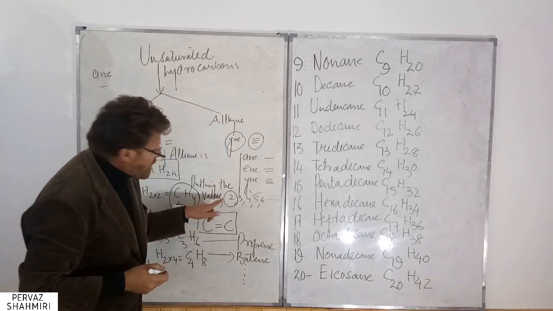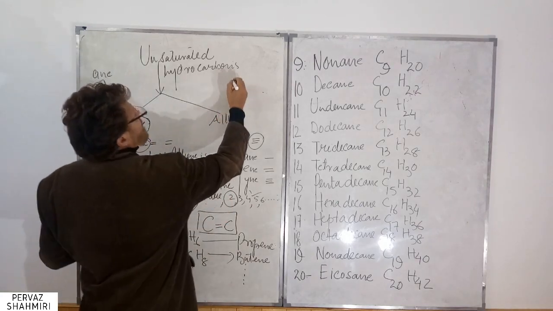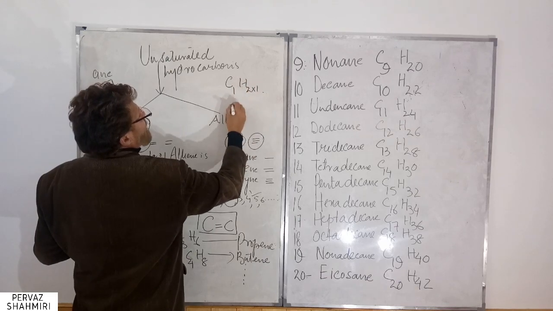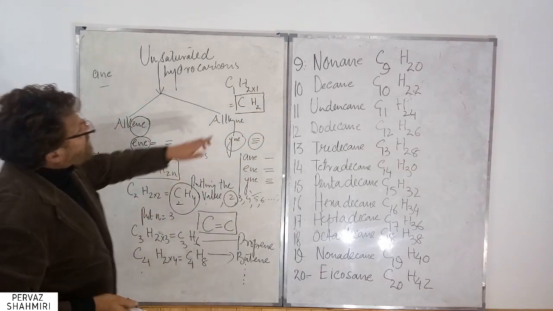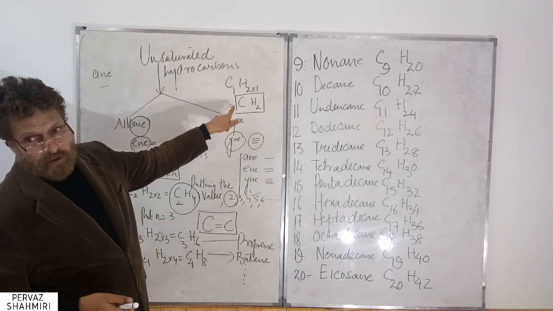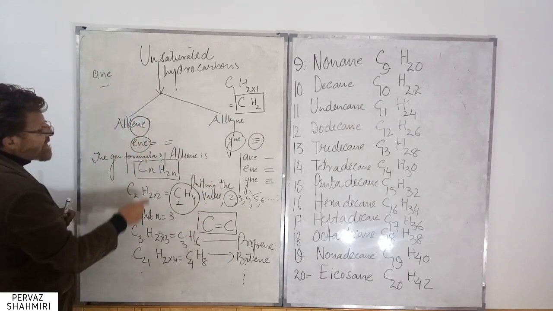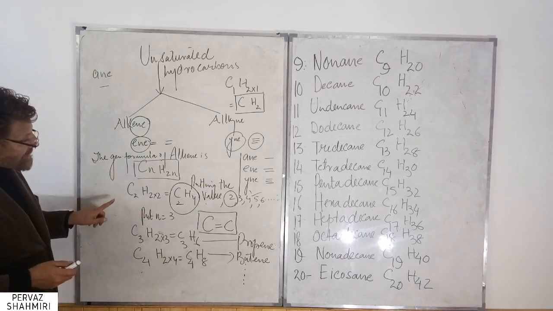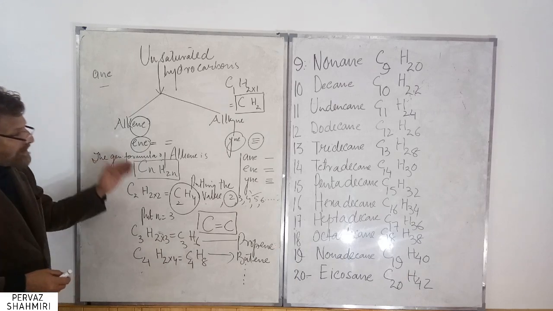I cannot put the value of 1 as far as the alkenes are concerned, because if n is equal to 1, it will become C1H2 into 1, that means CH2. Between the carbon and the carbon atom, there should be at least a second carbon atom. Without it, it is not possible. So I cannot put the value of 1. The alkene series will start by putting the value 2. That means the first member of the alkene series is C2H4. The second member of the series is C3H6, and so on.